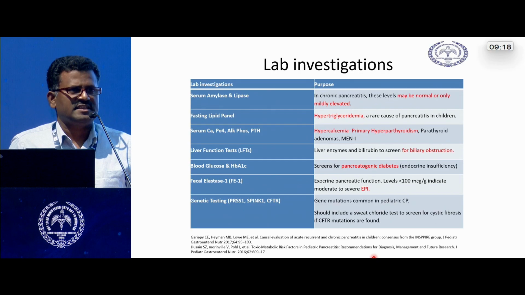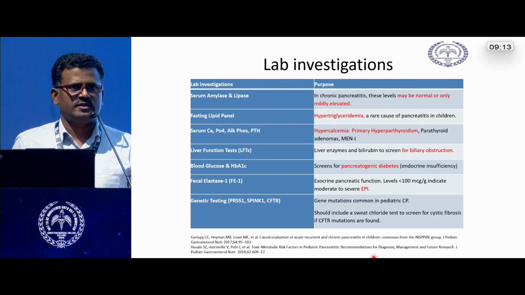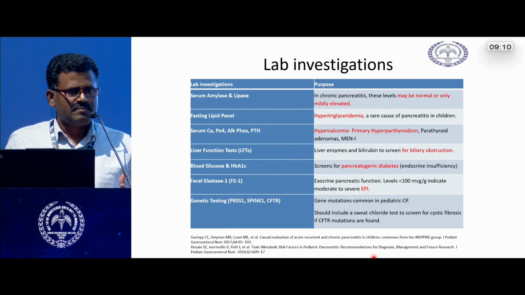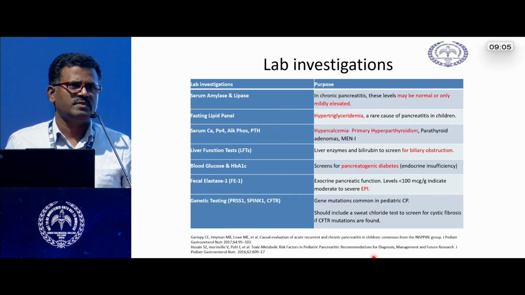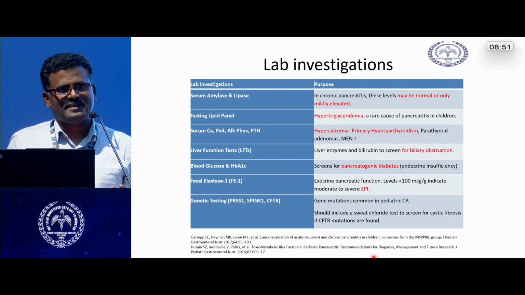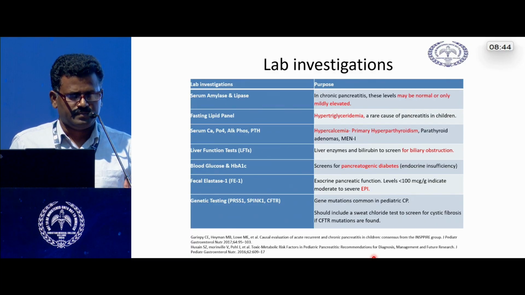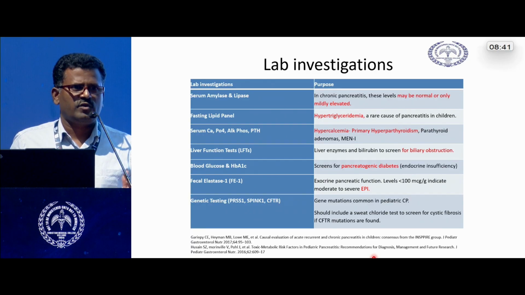Evaluation of children with CP: these are the basic lab investigations, which are to look for the risk factors for chronic pancreatitis. For example, if you find hypertriglyceridemia, defined as more than 1000 milligram per deciliter, then there is a risk for developing pancreatitis in those children. Like that, if hypercalcemia is present, then you should look for further evaluation for primary hyperparathyroidism or any parathyroid adenoma and others. If there is an LFT derangement, that will give us a clue whether there is a biliary obstruction. These are the basic lab investigations to look for the risk factors.